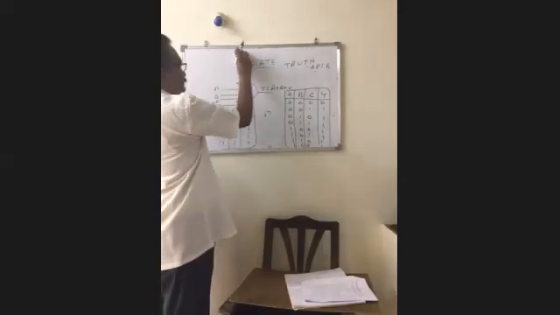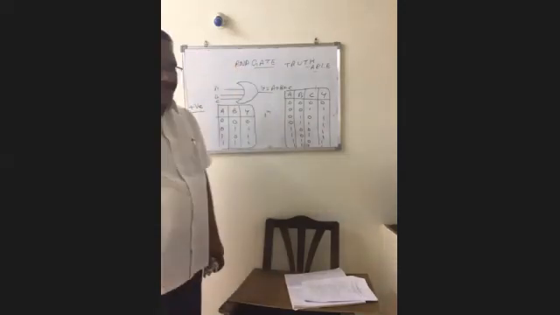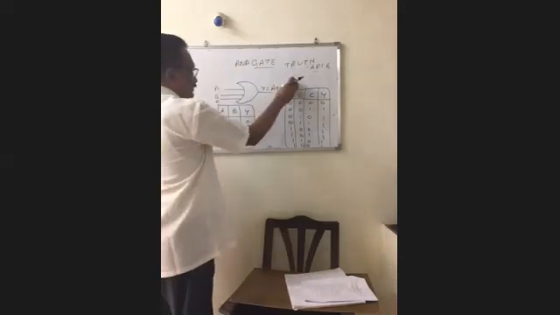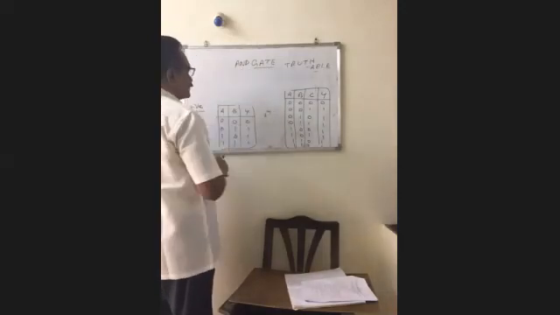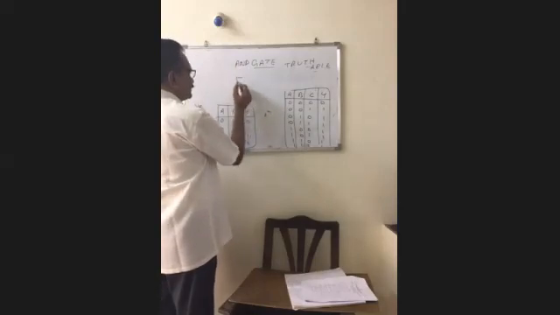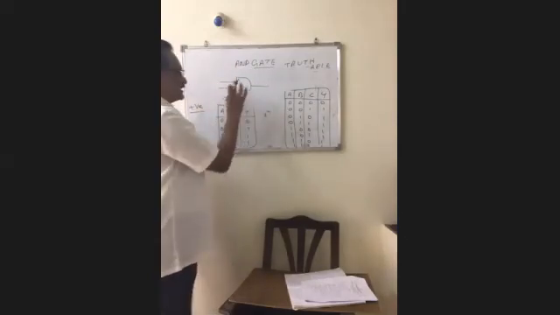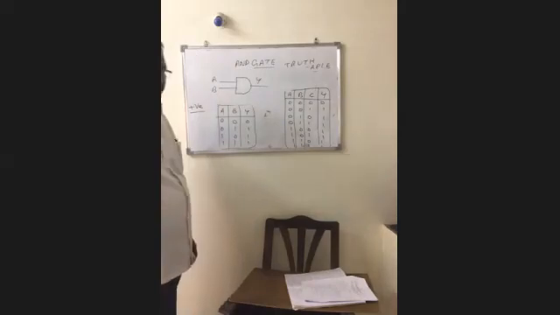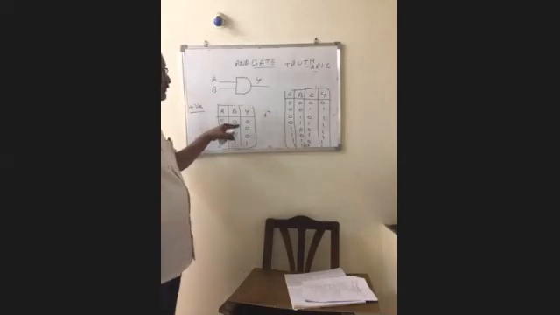And the next one is an AND gate. For an AND gate, this is the logic symbol for a 2-input AND gate. This is the truth table for a 2-input AND gate.